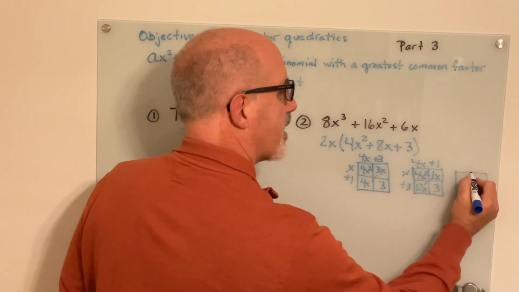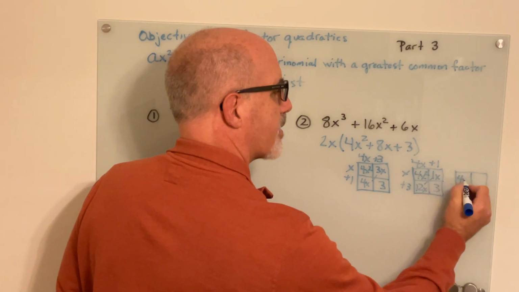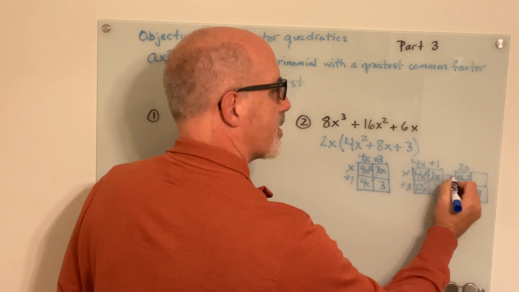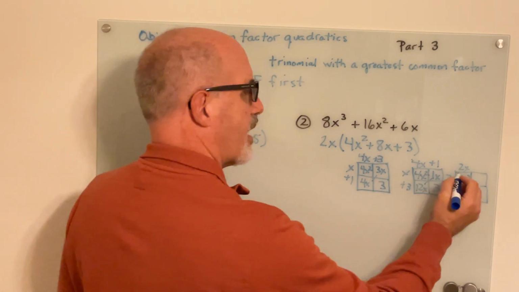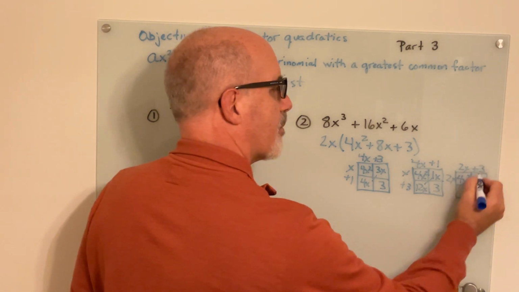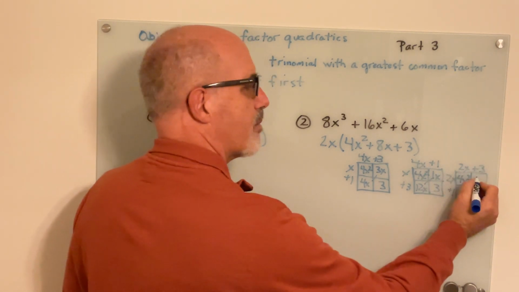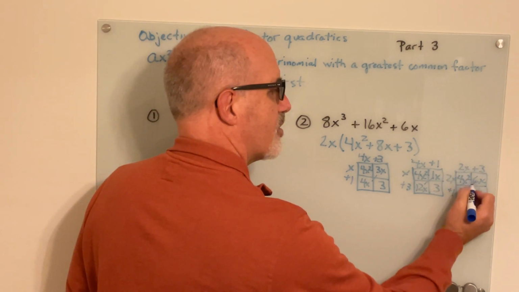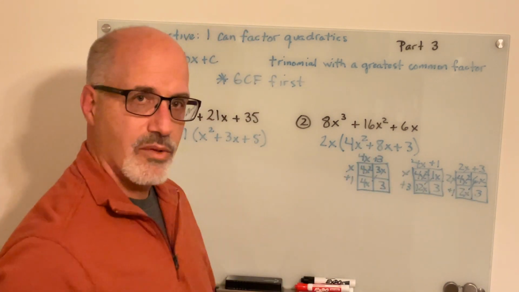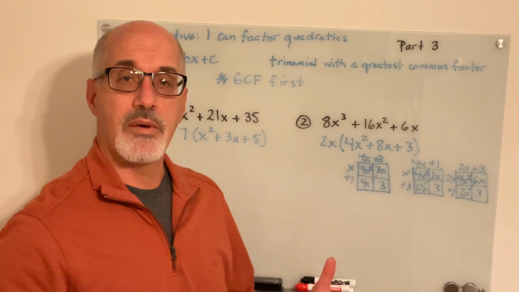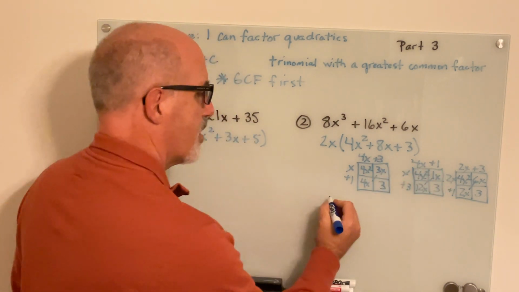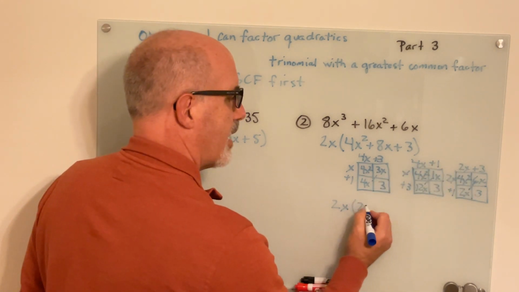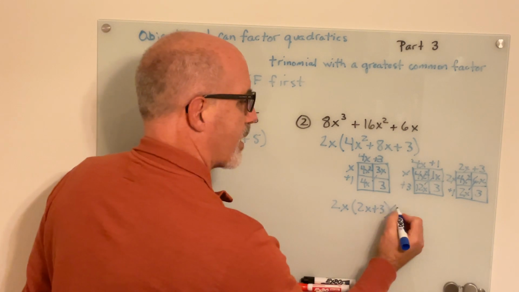I'm going to try, instead of 4x and 1x, let's try instead 2x and 2x. All right, and up here I'm going to go ahead and put a plus 3 and a plus 1. Let's see if that one works. 2x times 3 is 6x. 2x times 1 is 2x. Add these two together, you get that 8x in the middle. So the box method organized what I was trying to check. This one works, so I'm going to list my 2x as my first factor, and then 2x plus 3, and then 2x plus 1.